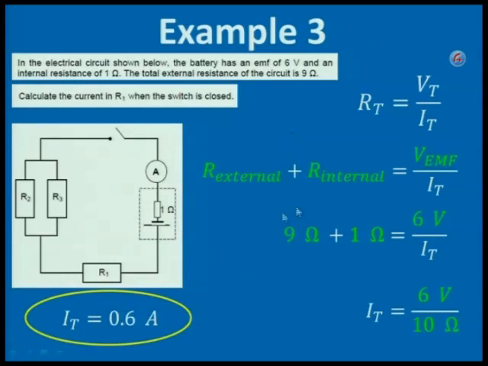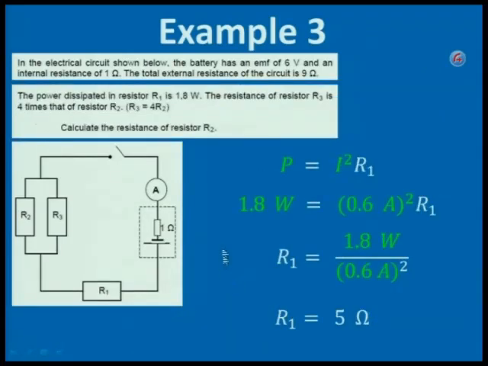So the resistance external they give you in the question, 9 ohms, plus 1 ohm internal resistance, and the EMF they give you in the question, 6 volts. So you substitute the values and you calculate IT, which is then 6 volts divided by 10 ohms to give you the total current as 0.6 amperes.